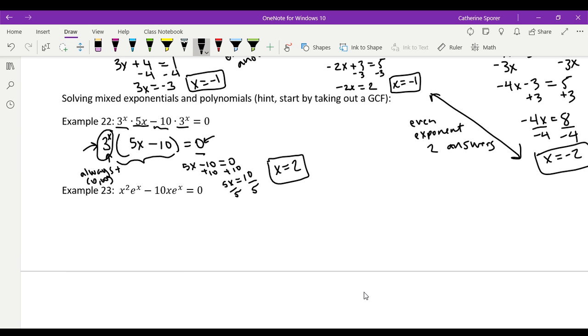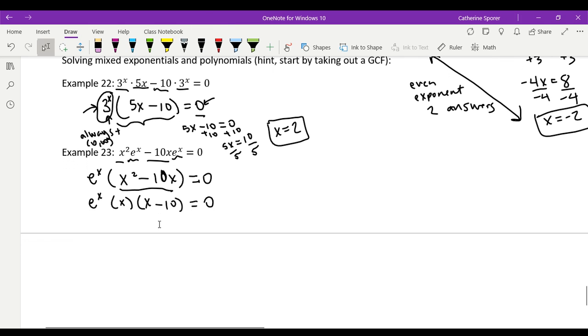Okay. Example 23: x squared e to the x minus 10x e to the x equals 0. We can do the same thing and factor out the GCF, so factor out an e to the x from these two terms. Then we'd have x squared from the first term minus 10x from the second term equals 0. And then this middle part we can factor again by taking out a GCF of x. So then we'd have e to the x, take out a GCF of x, and then we would have x minus 10 remaining.